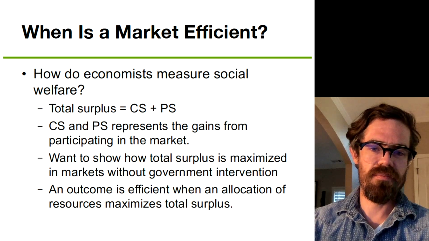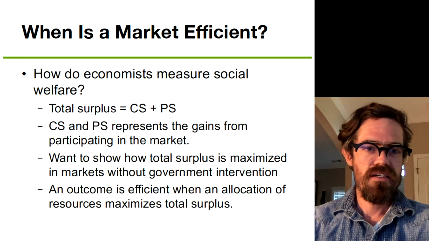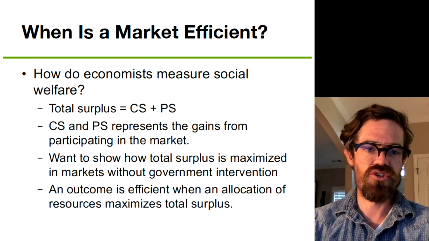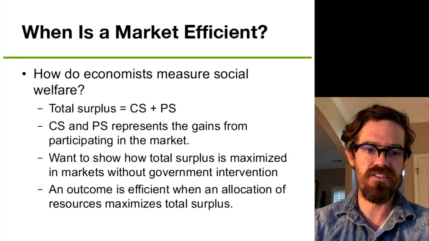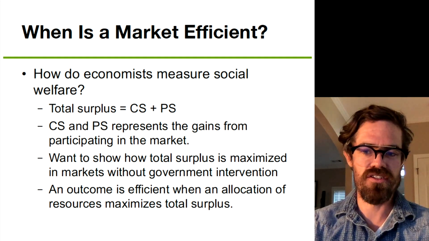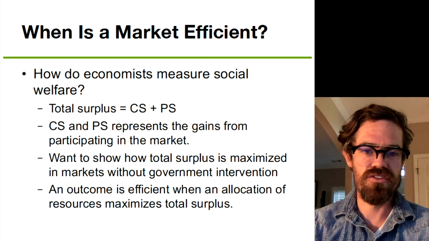All right, so now we're going to think about our second big question. When is a market efficient? So to begin, we're going to think about how economists measure social welfare. The well-being or welfare of society is just what we call total surplus, which is just the sum of consumer and producer surplus. So just adding those two together, since they constitute both sides of the market, we get total societal welfare or total societal surplus.